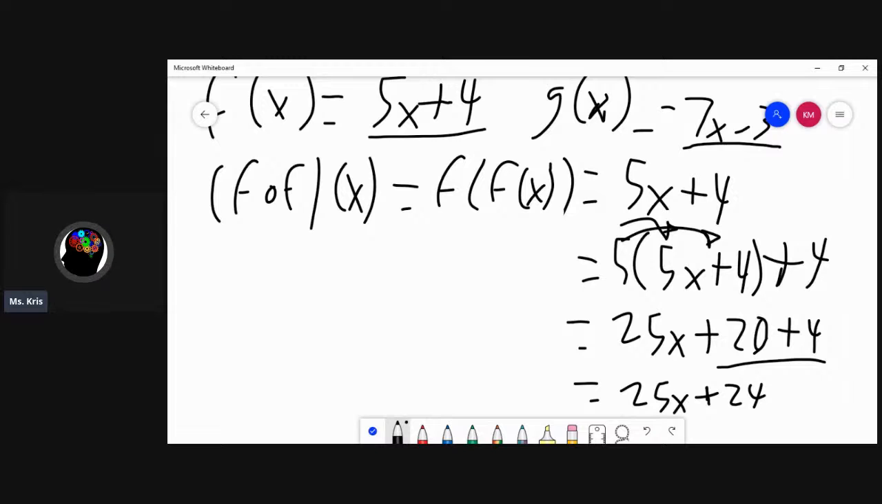Any questions on the operations of functions?